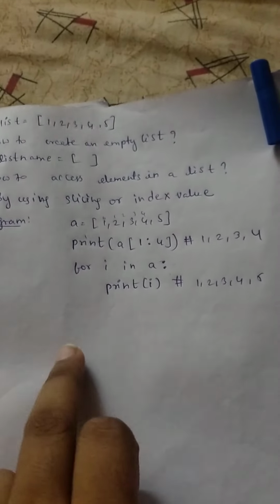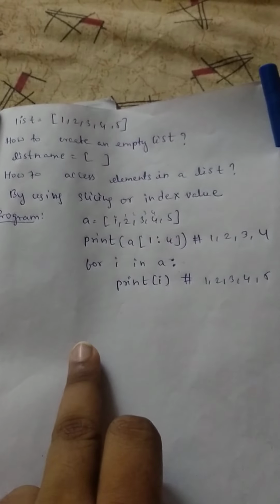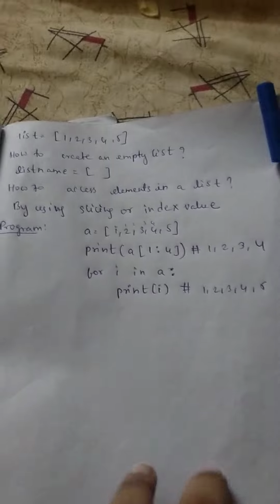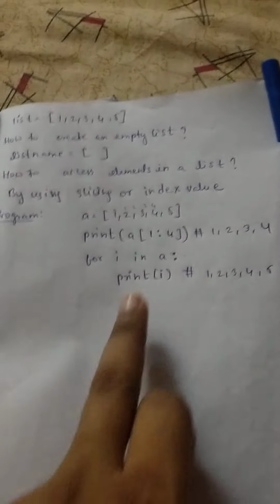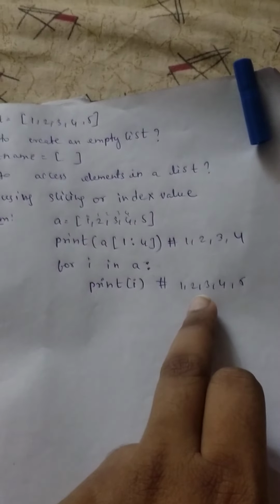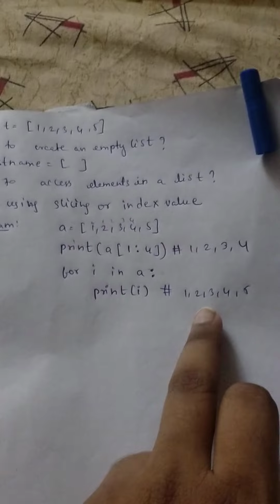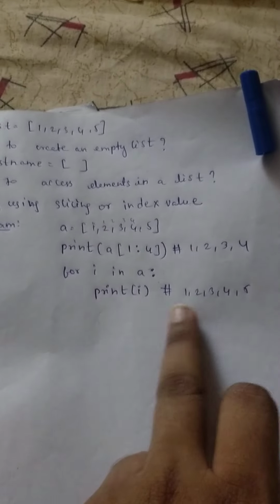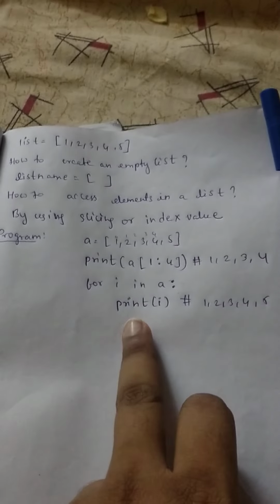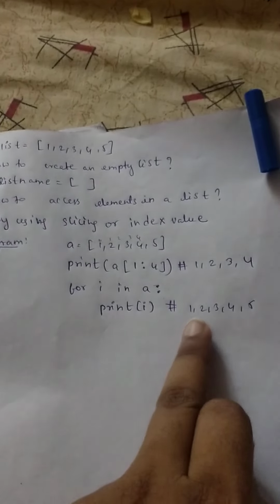And now I am going to tell you how to access the elements in a list by using index value. I have written a for loop, for I in A, as A is a sequence data type, and the next statement is print of I. This will return each value stored in I. That means after the for I in A statement is executed, all A values one by one will be stored in I, and if you print I, the values would be 1, 2, 3, 4, 5.